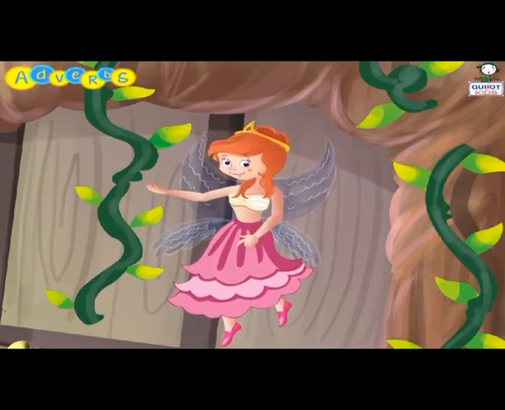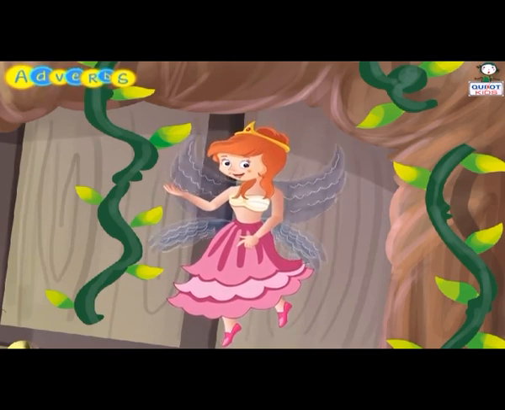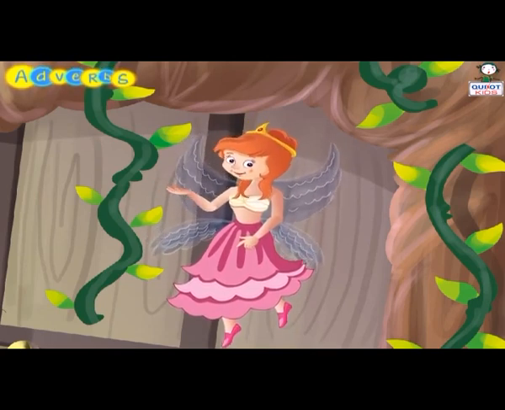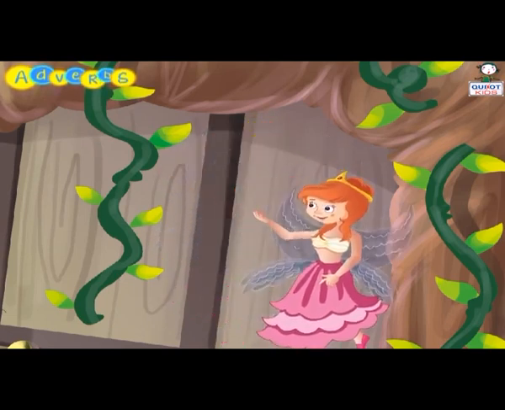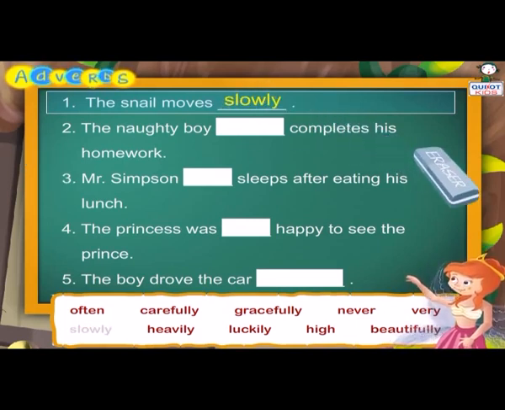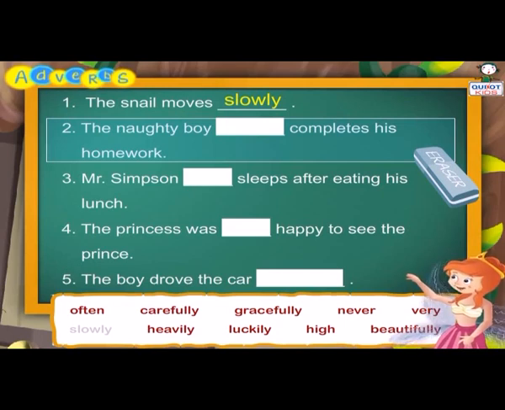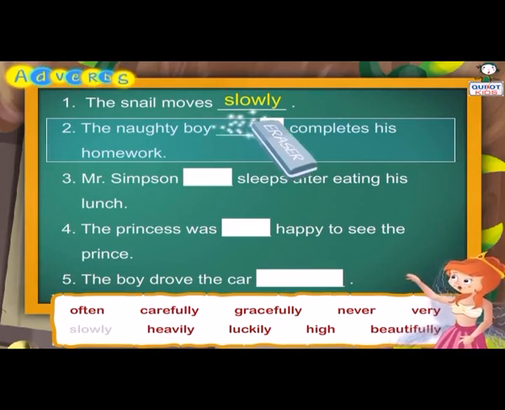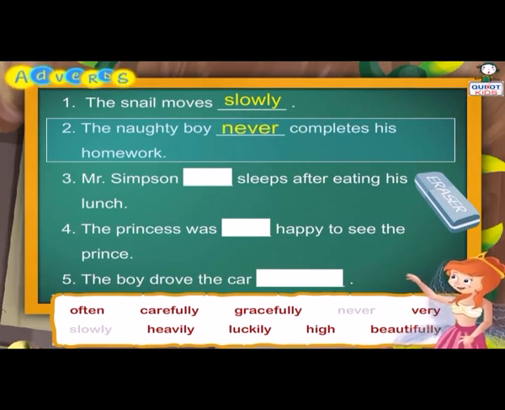I enjoy a lot. But how much do we understand the adverb? Let's learn with fun. Here are some blanks that we have to fill with the correct adverb using the help box. So, take a look. The snail moves dash. Slowly, the snail moves slowly. Slowly is the adverb. The naughty boy dash completes his homework. Never, the naughty boy never completes his homework.